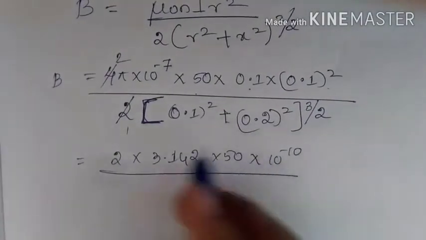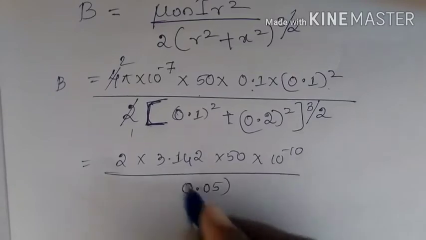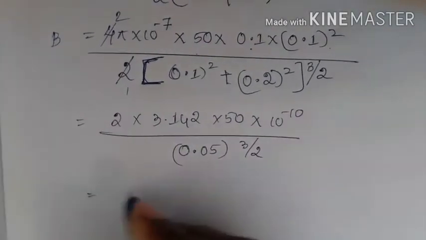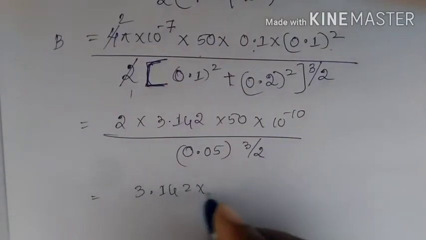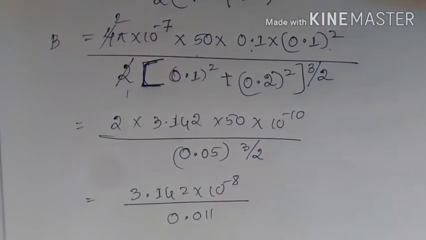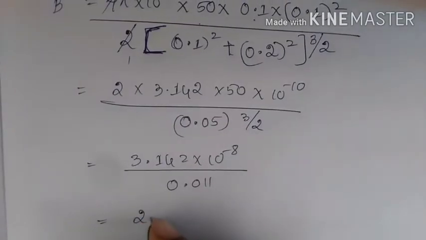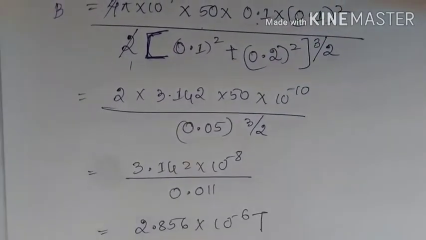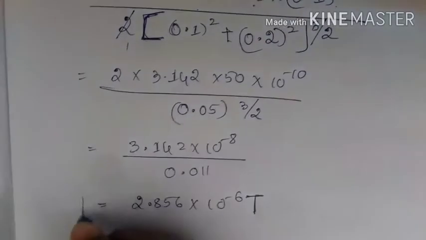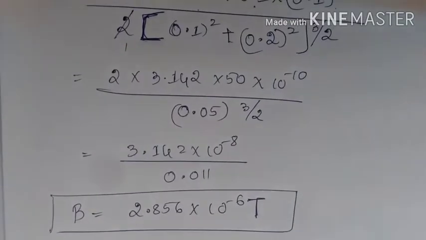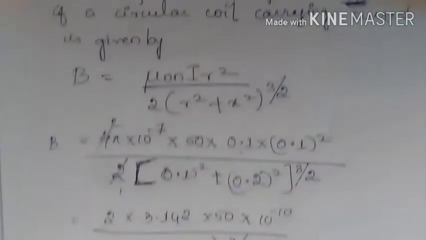divided by, if you solve this, then you get 0.05 into 3 by 2. And next, if you solve this again, you get 3.142 into 10 power minus 8 whole divided by 0.011. And next it is 2.856 into 10 power minus 6 Tesla. So this is the magnetic field. So this is the overall solution for question number 4.